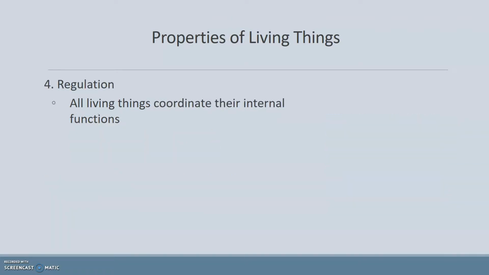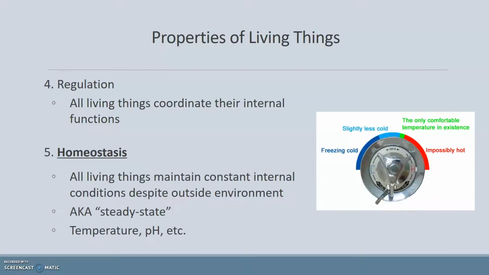That is not all. There's more properties that all living things have. The next of which, I guess, is regulation. And so all living things need to be able to coordinate their functions, and they do that by regulating themselves. And there's one specific type of regulation that is the fifth property all living things have, and that's what's known as homeostasis. And so homeostasis can be defined as this steady state or an equilibrium.